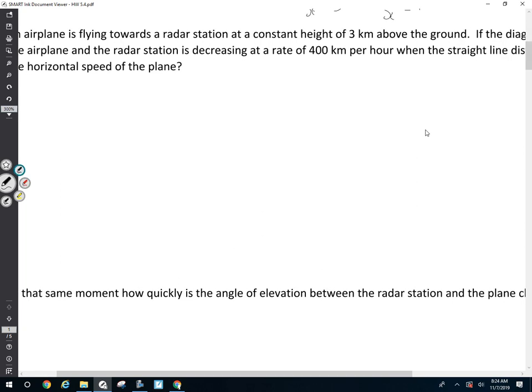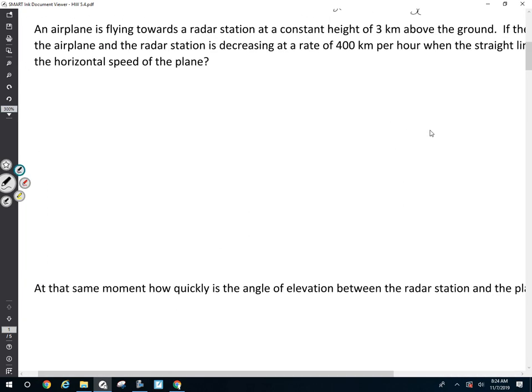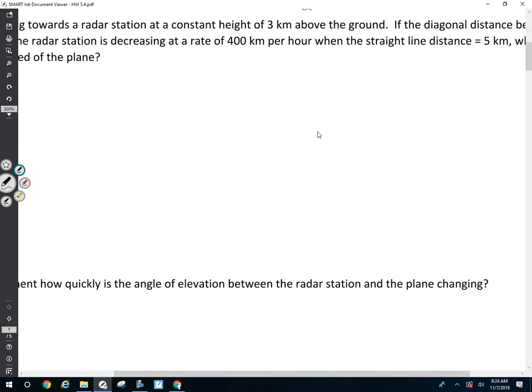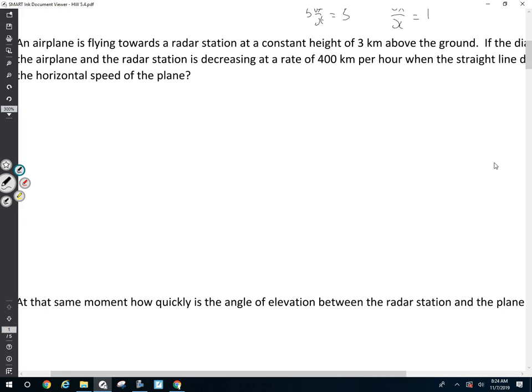An airplane is flying towards a radar station at a constant height, 3 kilometers above the ground. If the diagonal distance between the airplane and the radar station is decreasing at a rate of 400 kilometers per hour, when the straight line distance is 5 kilometers, what is the horizontal speed of the plane?